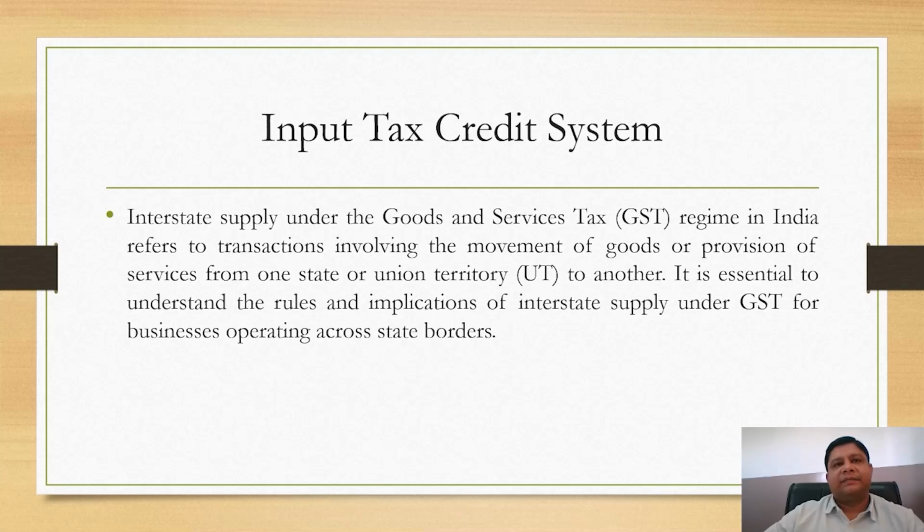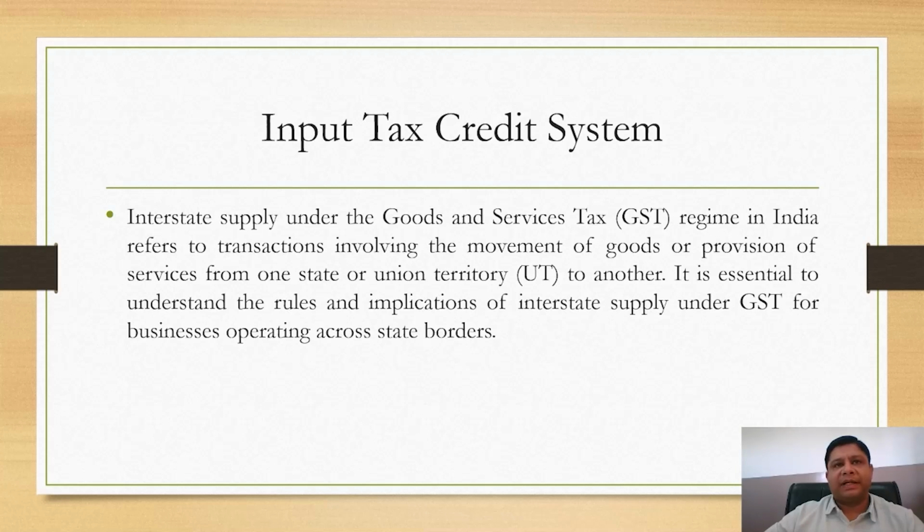Let's understand it further. Any supply of goods or services or both in the course of trade or commerce from one state or union territory to another state or union territory is considered an interstate supply. Interstate supply attracts integrated goods and services tax, which is a component of GST levied by the central government. The IGST rate is generally equal to the sum of the central GST and state GST rates applicable to the supply if it had been an intrastate supply.